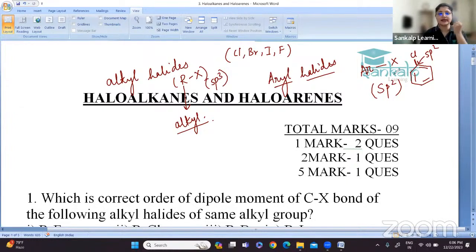Understood? Is the definition clear about haloalkanes and haloarenes? If you have any doubts or queries, or want to answer anything, please drop your answers in the chat box. I'll be reading them.